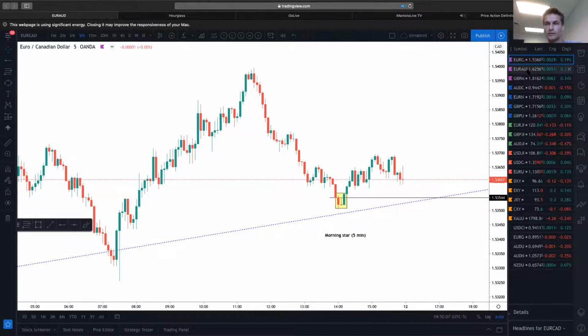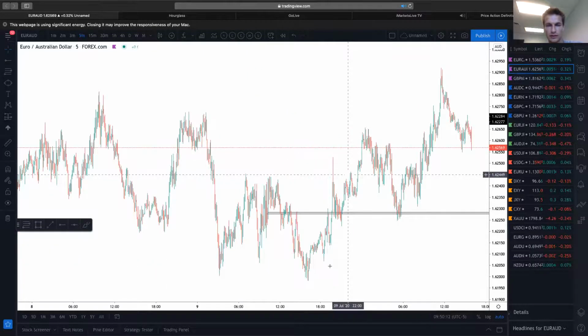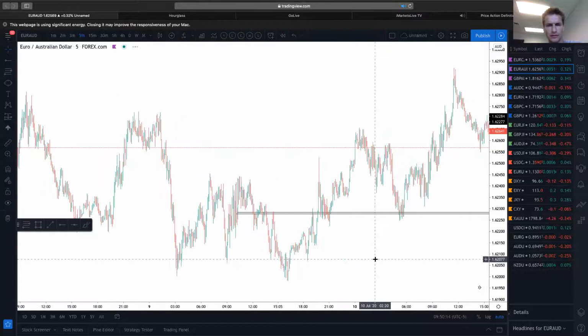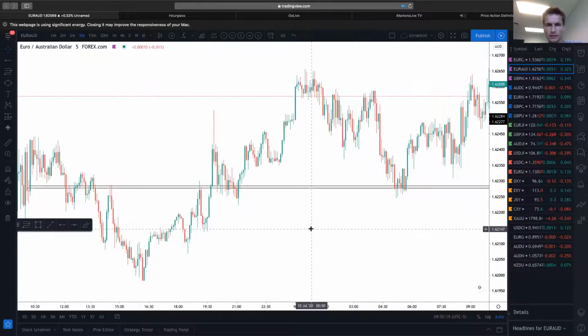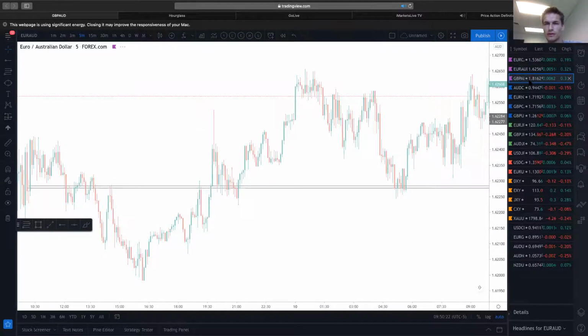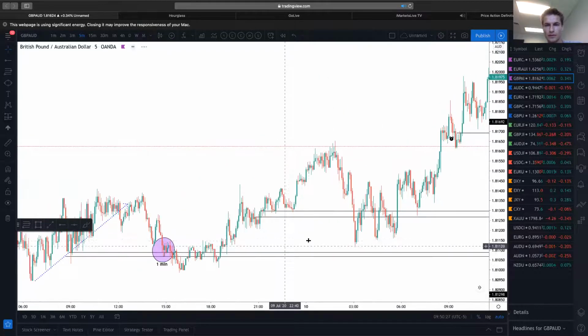Okay. Did I have anything drawn on here? I don't remember if I had anything drawn on Euro AUD. I know I did on GA. I know I did on UJ and GJ, but I don't know if that was... No, I didn't. Okay.